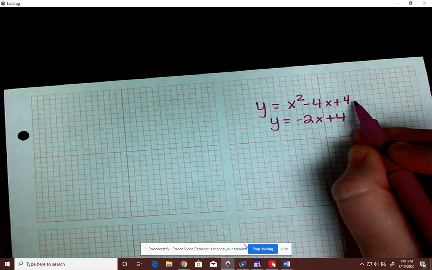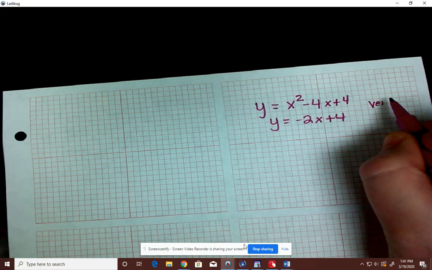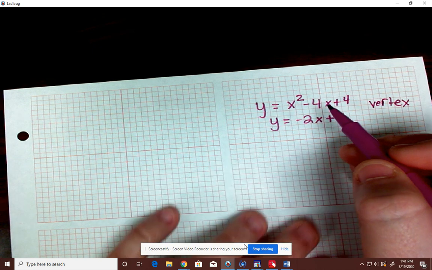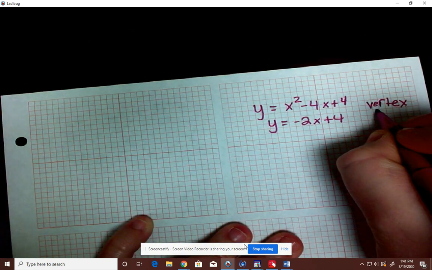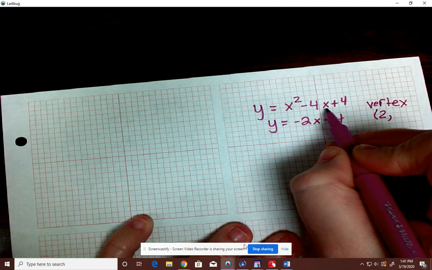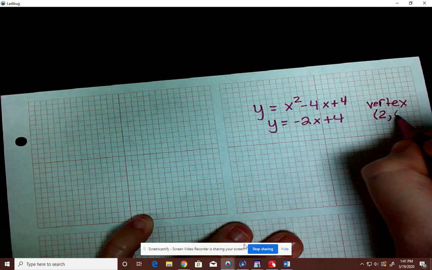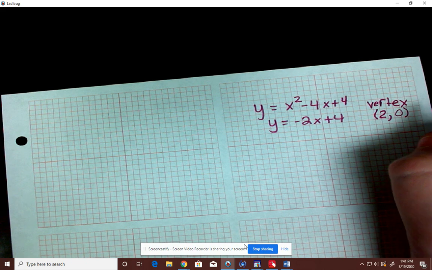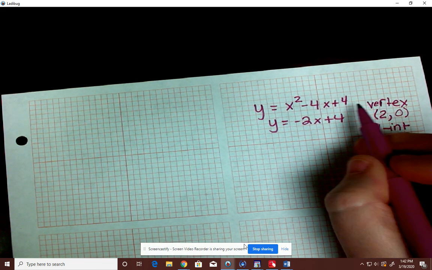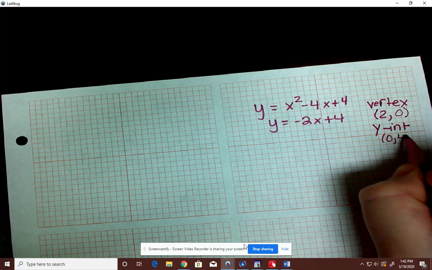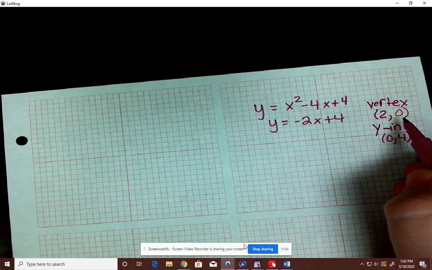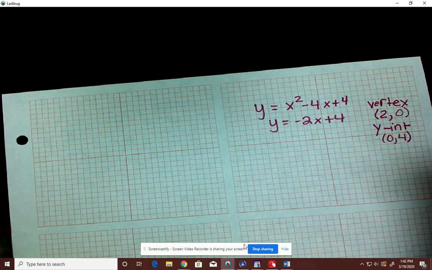All right, so for this, the vertex, -b/2a, that's going to give me 2. And when I plug back in, 2 squared minus 4 times 2 plus 4 is going to give me 0. So my vertex is at 2, 0. My y-intercept is 0, c, because I'm in standard form. All right, if my vertex is 2, 0, that's an x-intercept. So that means I'm not going to have any other x-intercepts.